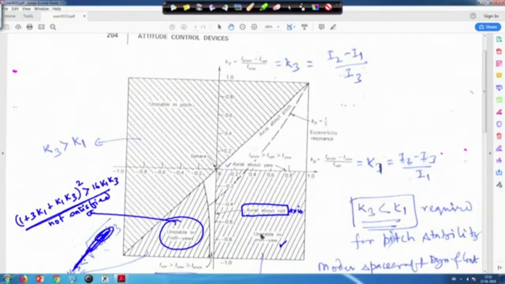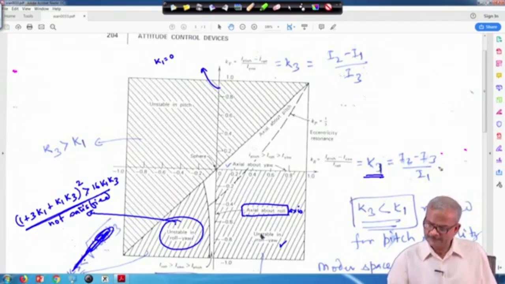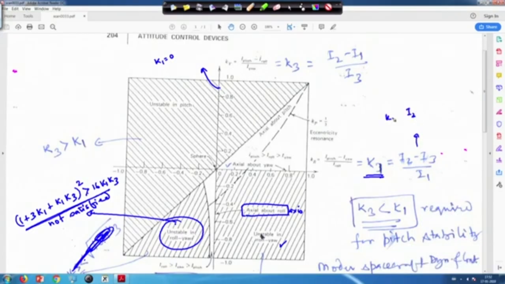So, what does this mean? On this axis, if you look here, on this particular axis k 1 is 0. Okay. So, k 1 here is equal to 0. So, this implies k 1 is 0. If we take up this particular part, this will be k 1 equal to I 2 minus I 3 divided by I 1, this equal to 0. So, this implies I 2 equal to I 3, and this implies axle about the one axis. Therefore, it is written the axle about the roll means the one axis, it is related to your roll axis. Okay. So, one axis is nothing but your roll axis.